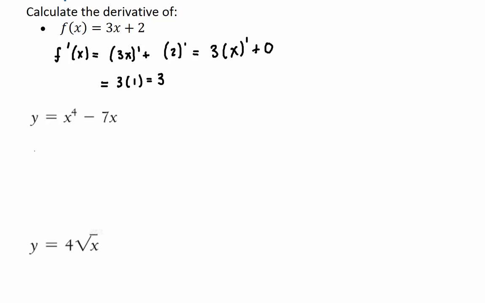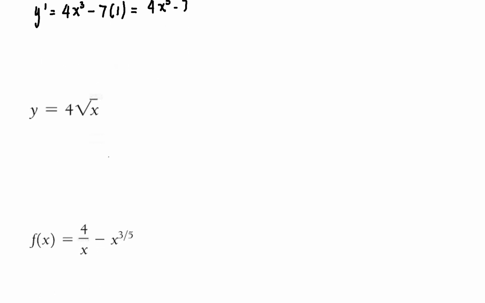Okay, so let's do this one. y prime is going to be, now let me calculate this derivative quicker. Lower the 4, and then I get x to the 4 minus 1, which is 3. Minus the derivative of this guy, which is going to be 7 times x, is 7 times the derivative of x. The derivative of x, we said it was 1. So it's going to be 4x cubed minus 7. Okay. What about this one?